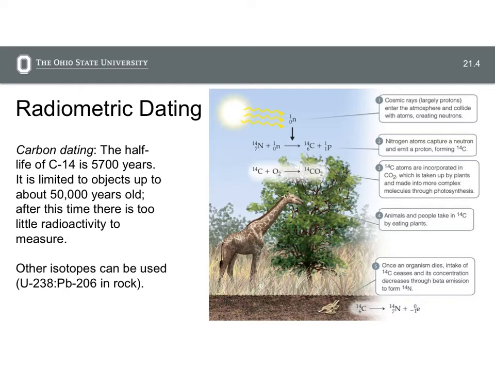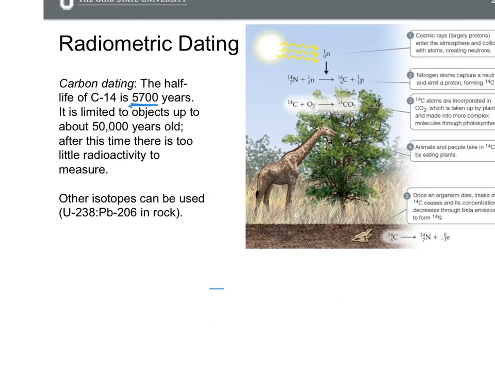So with carbon dating, we have carbon-14. The half-life of carbon-14 is 5,700 years. And so what happens is carbon-14 will decay by beta decay and form nitrogen-14. Okay. And so we can measure the quantity of carbon-14 in a substance, an organic substance.